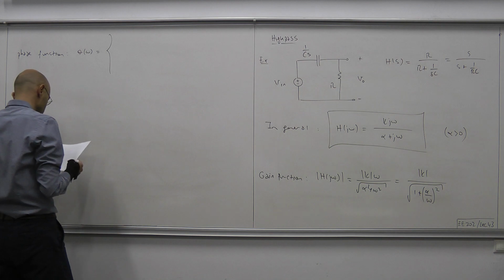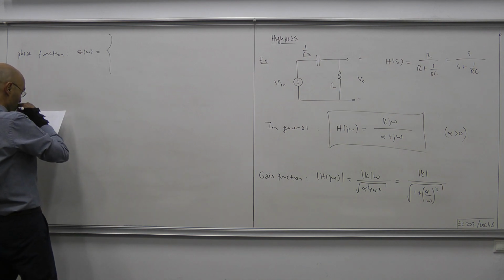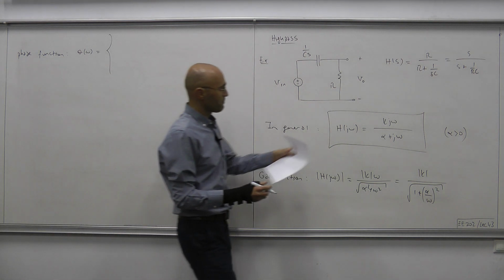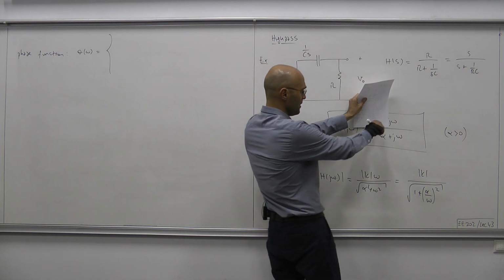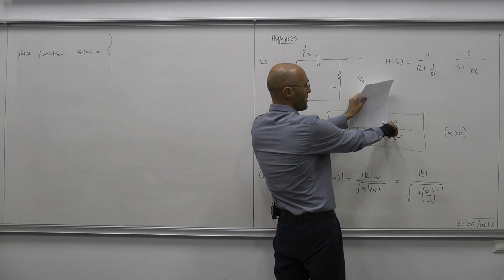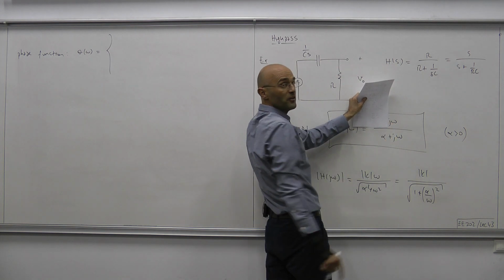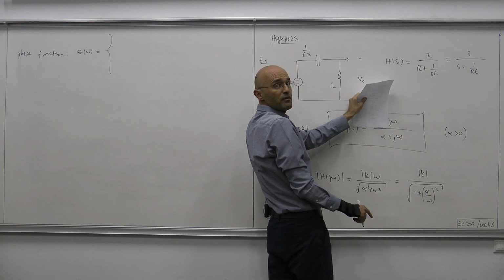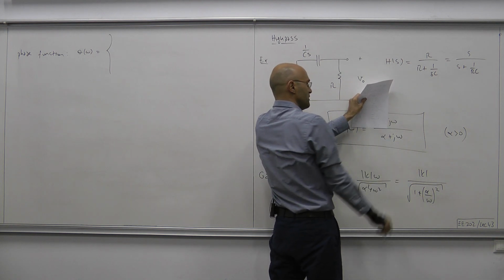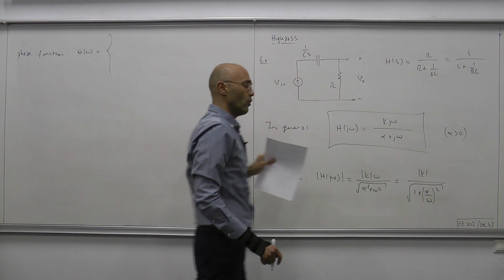So therefore, for K positive, we can simply ignore it for phase considerations. The phase of j omega is 90 degrees, and the phase of the denominator is arctangent omega over alpha. Therefore, for K positive, the phase is 90 degrees minus arctangent omega over alpha.